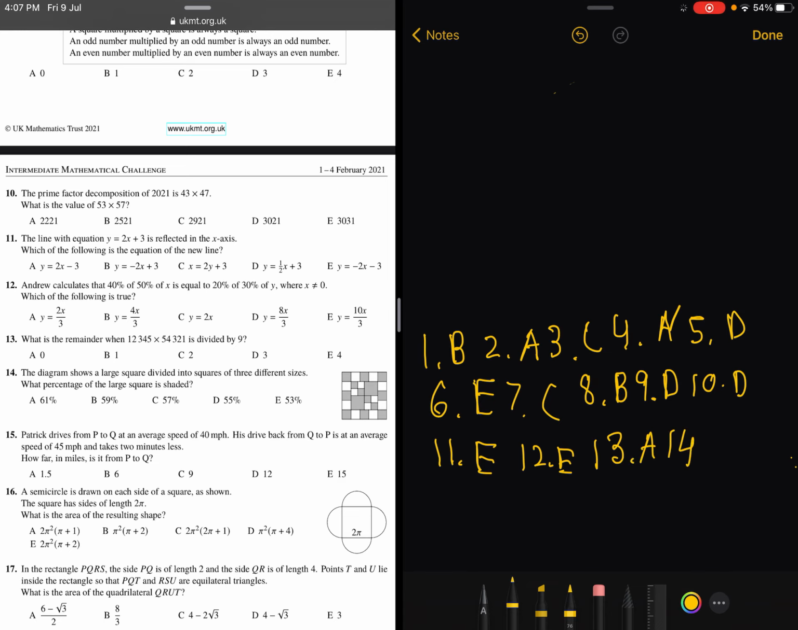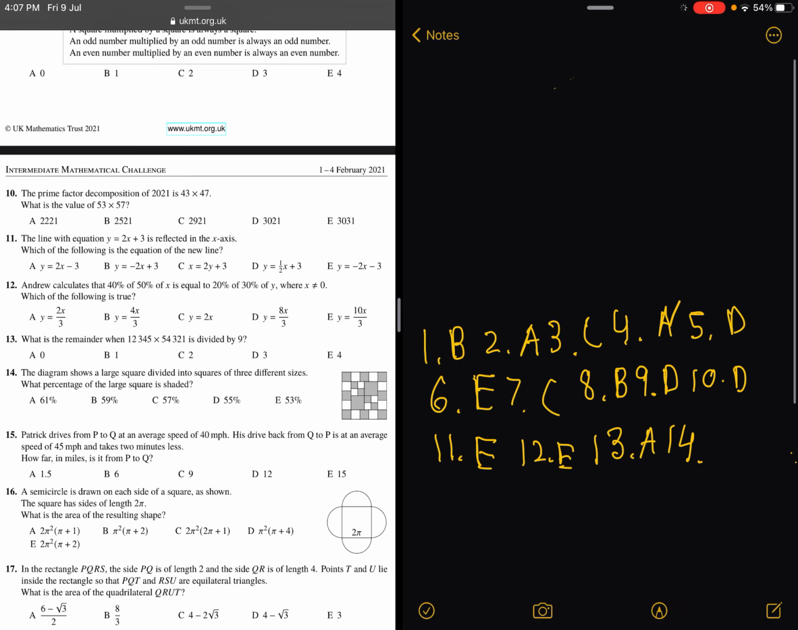Question number 14. A diagram shows a large square divided into squares of 3 different sizes. What percent of the large square is shaded? Alright, so we can't find the medium-sized squares in terms of the larger and smaller squares. So we can try looking at it the other way.